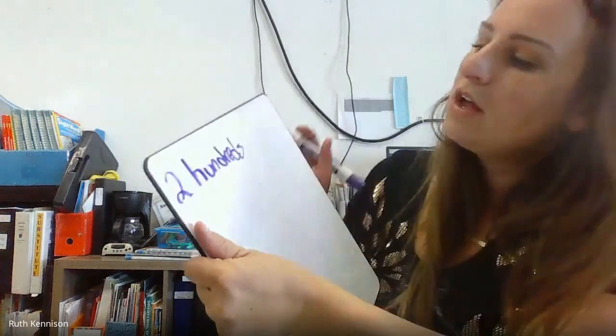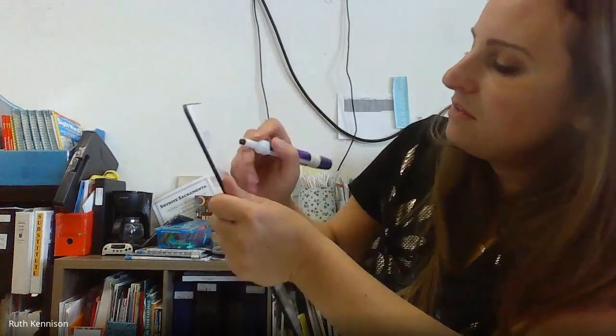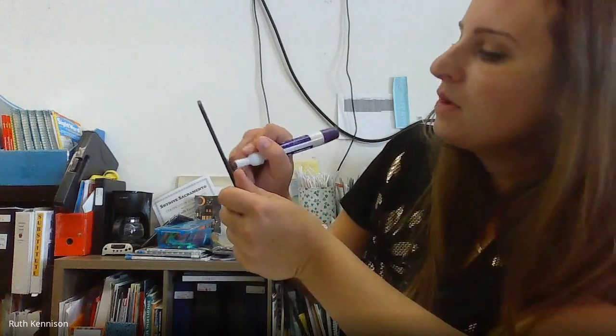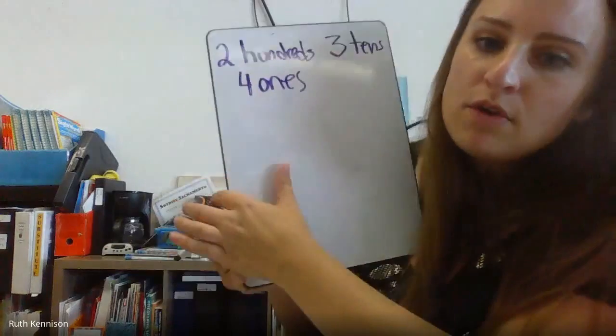You would write 2 hundreds, and then you'd write 3 tens and 4 ones. Okay, and that's our unit form for the word.